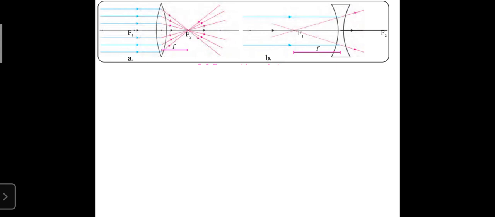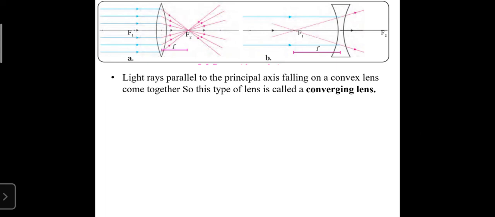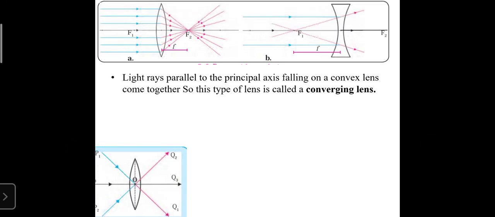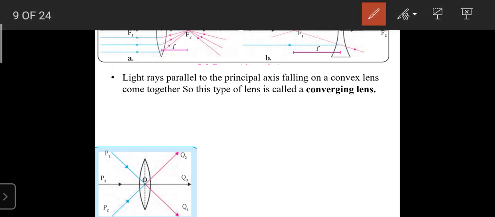Next, that is the figure. You can see the light rays which are parallel to the principal axis are falling on the convex lens, and they come together, and so this type of lens is called a focusing or converging lens. You can see that is the converging lens.